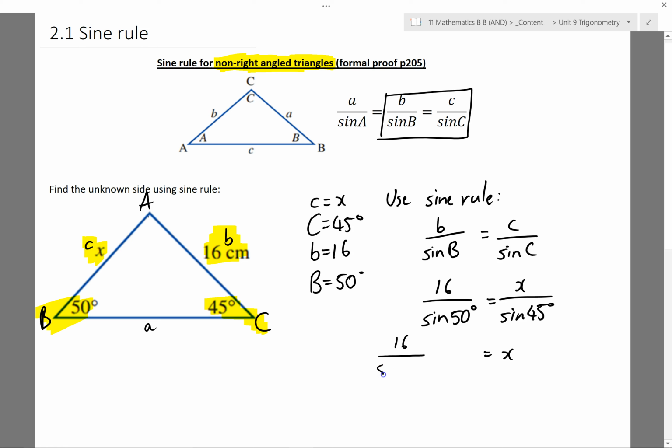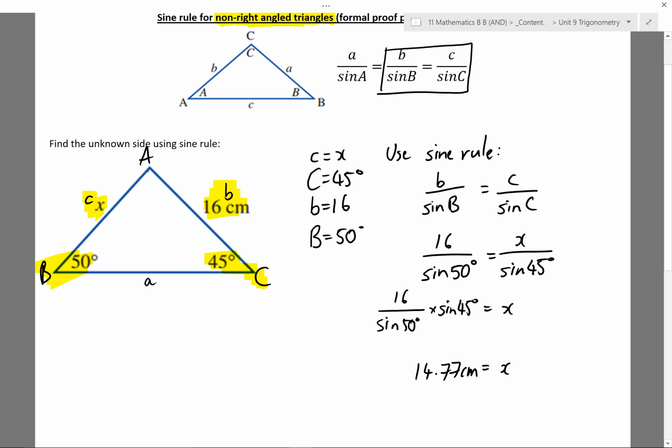So this guy here multiplied by sine 45 degrees. I ended up with 14.77 centimeters. Just for those students that are interested, you can write this also as 16 sine 45 on sine 50, by recognizing that there's a denominator of 1 there and multiplying top by top and bottom by bottom. Okay, that's how sine rule works for finding unknown sides.